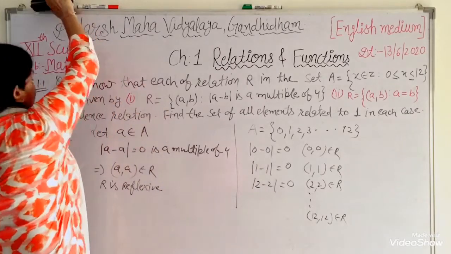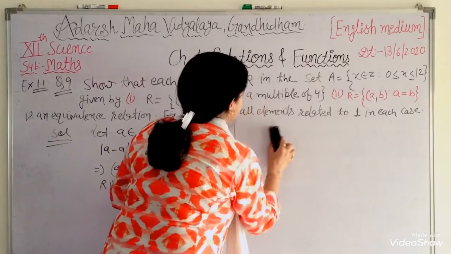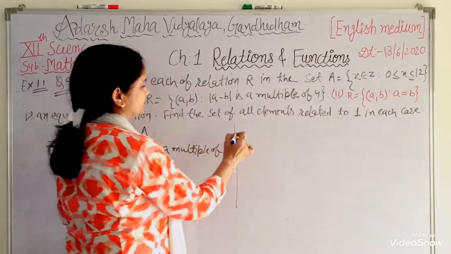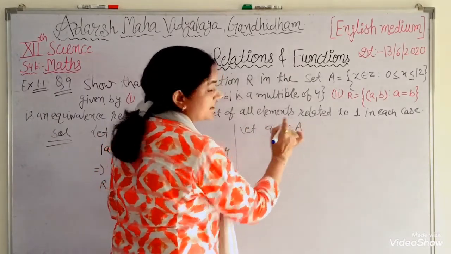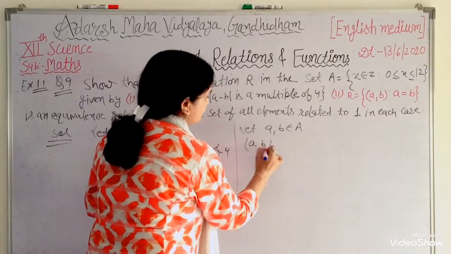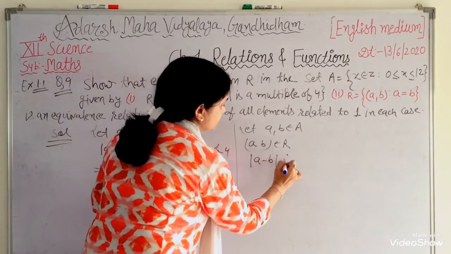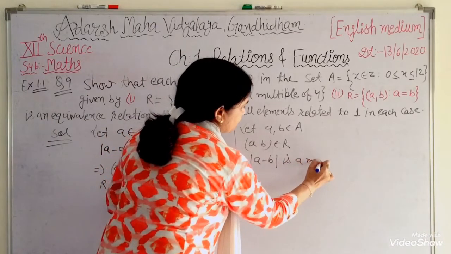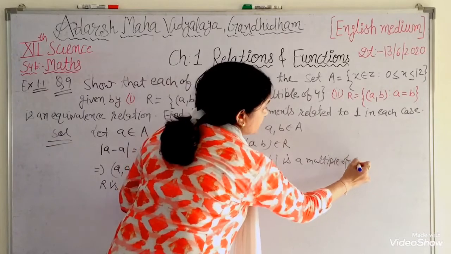For the symmetry, let me take two elements from set A, and (a, b) belongs to R. It means a minus b is a multiple of 4.